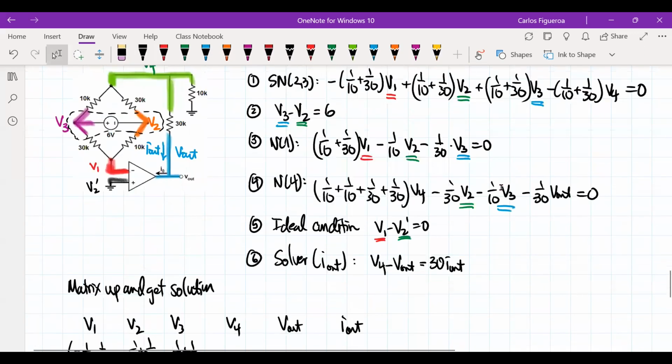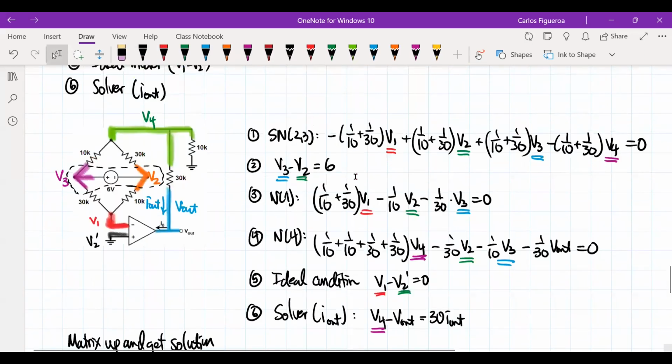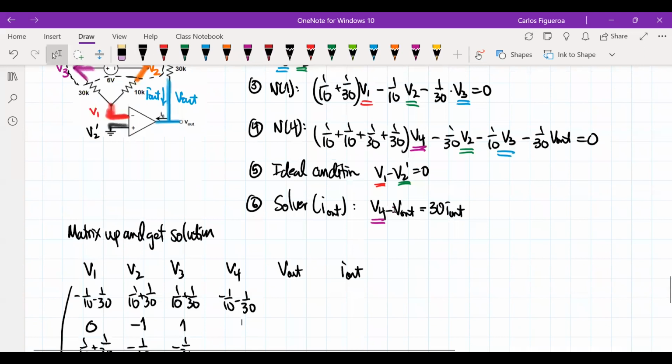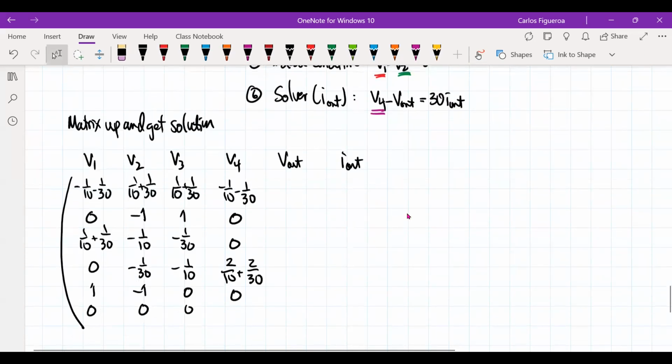Okay, so now let's go to V4. If I go to V4, I have one here, right here, and right there. So now if I look at the first one here, I'm going to get minus 10, minus 30. The second equation is 0. The third equation is 0. So let's write those in. So I got 0, 0. Now this guy has 2 10s and 2 30s. Then I have 0, and then I get 1.